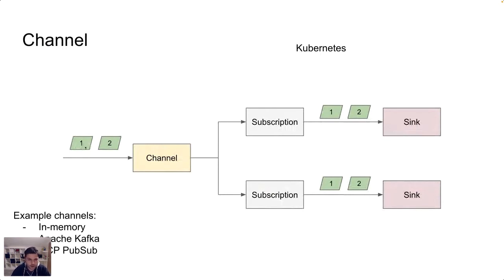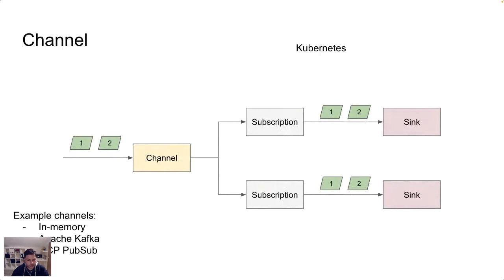So when you send these two events, one and two, to the channel, you also need to create subscription resources that define something like this: I am subscribed to these events on this channel, and please send the events to this sink. So what the channel will do is send these events to the sinks. Example channels are in-memory channels, which shouldn't be used in production loads, but are useful for testing stuff. And again, Apache Kafka channel.